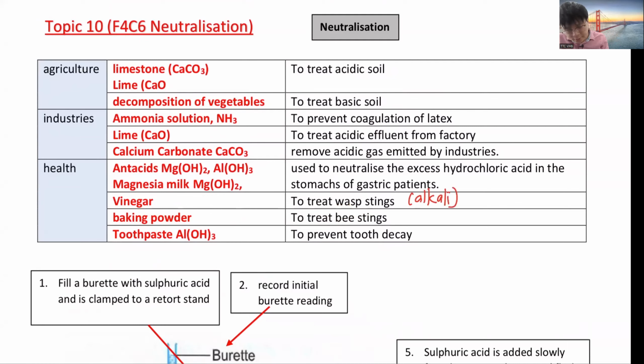Then for bee stings, which are an acidic poison, you can use baking powder, and toothpaste is also possible, because toothpaste is also a base that can neutralize the acid. The toothpaste has alkaline that neutralizes the acid, because in the teeth, bacteria grow and produce a lot of lactic acid. So the toothpaste has the base to neutralize the acid.